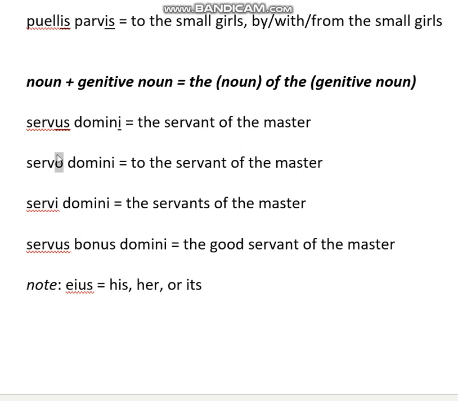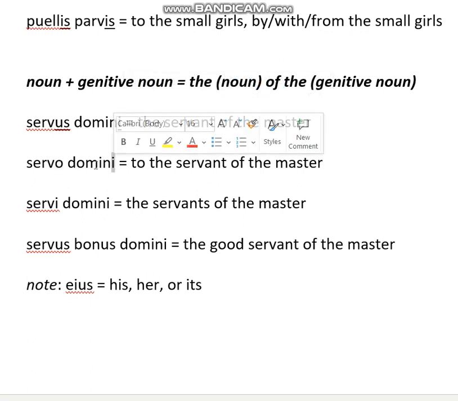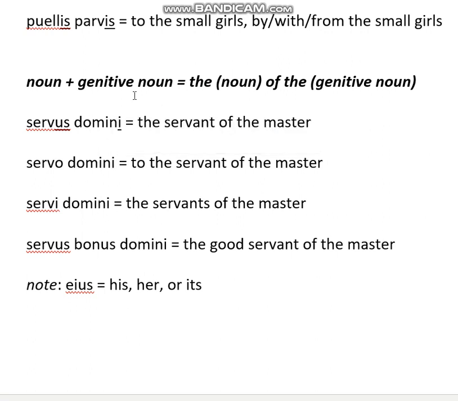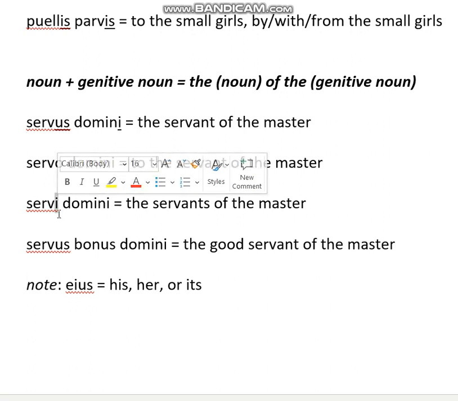So instead of servus domini, servo domini. And notice it's still domini both times because it's only one master and it has to be genitive. Genitive has a specific ending to it. Then servi domini. So servi is either the genitive singular or the nominative plural.